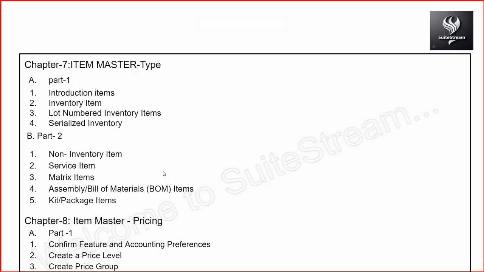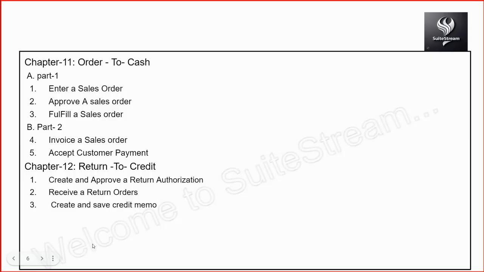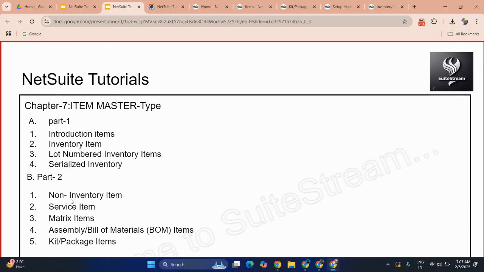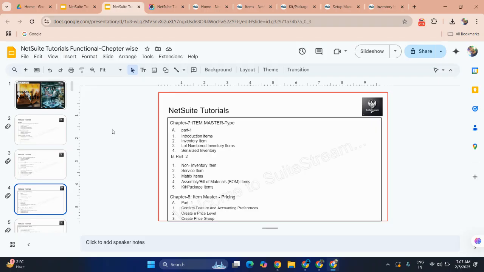In our next video, we'll go to the pricing level, on the item master pricing chapter. First we'll see the price level and price group. This will be our next video. In the upcoming video we are going to cover the pricing level, and in the pricing level we'll see the first price level.